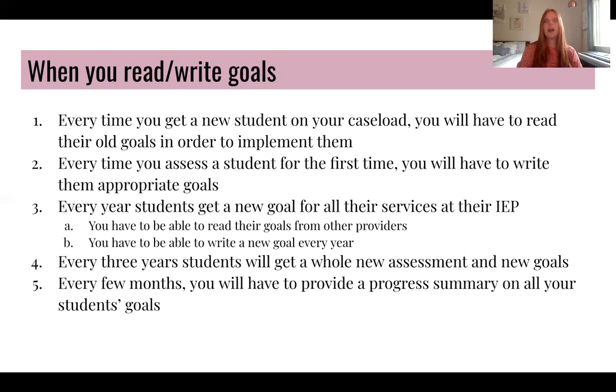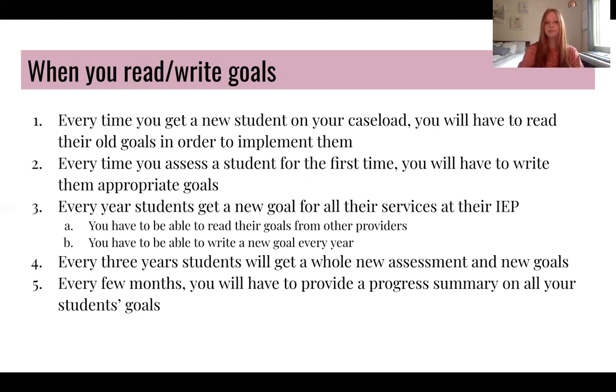But for the other child who was trying to identify the things inside the little eggs, you would have to write them a goal and you want to make sure it's an appropriate goal. Every year, students get a new goal for their services as well. So you're going to have to write a goal every time you assess, but then also once a year, once they're on your caseload.